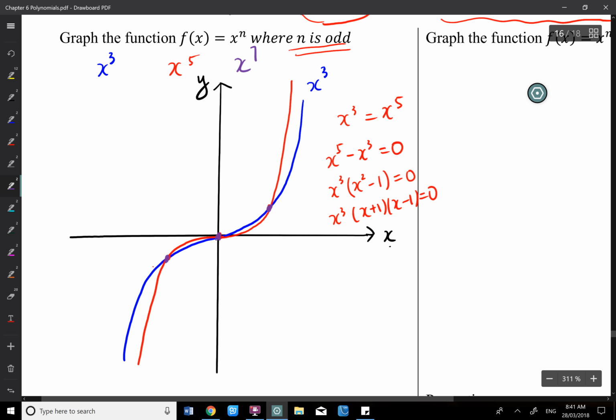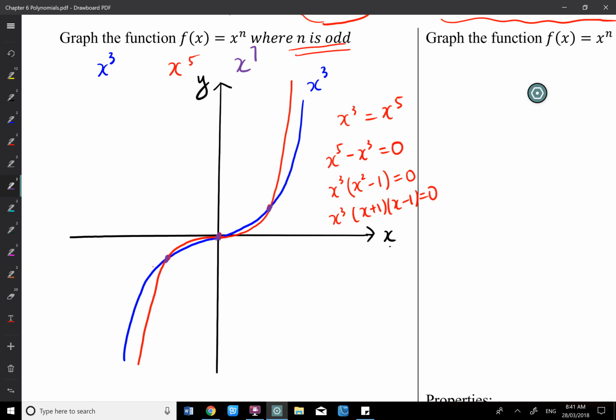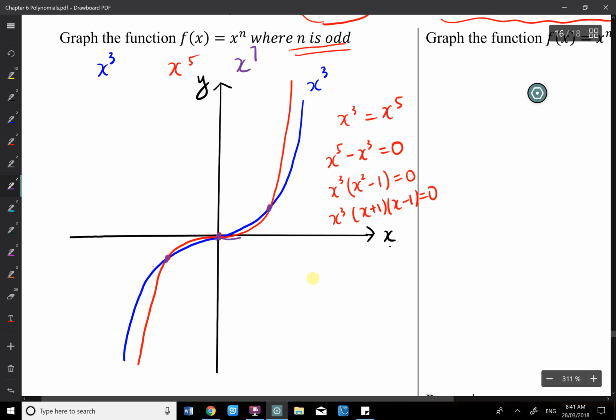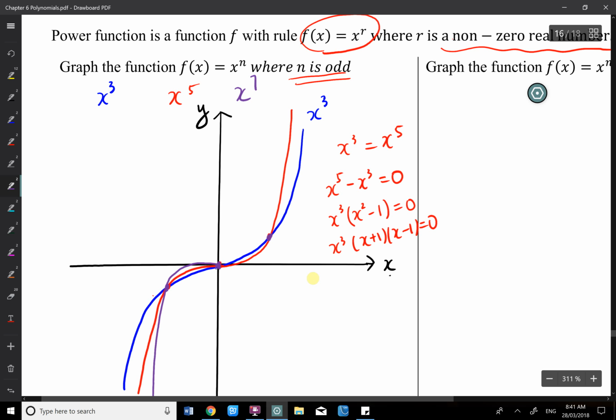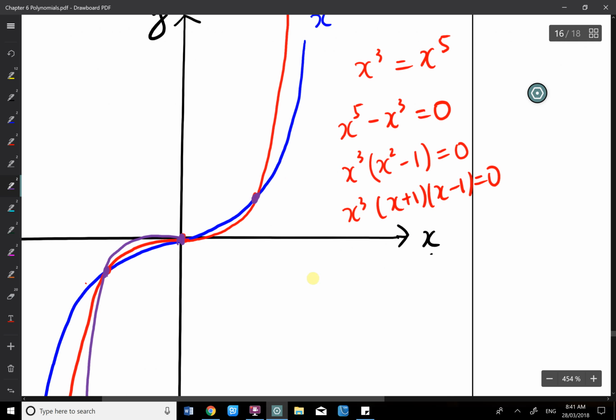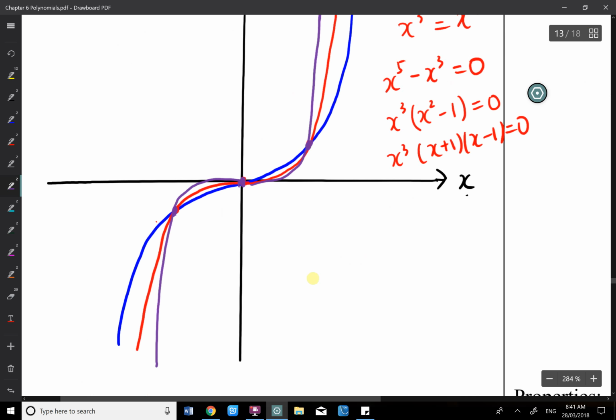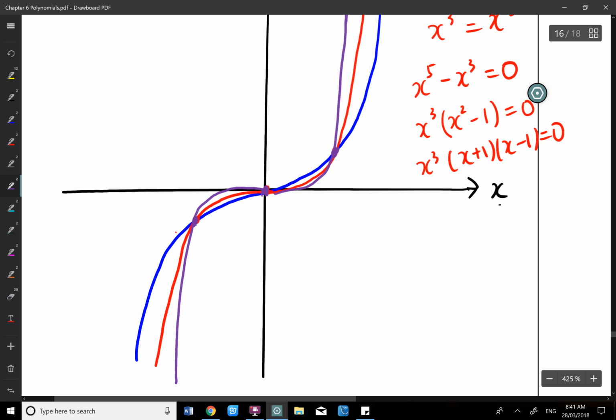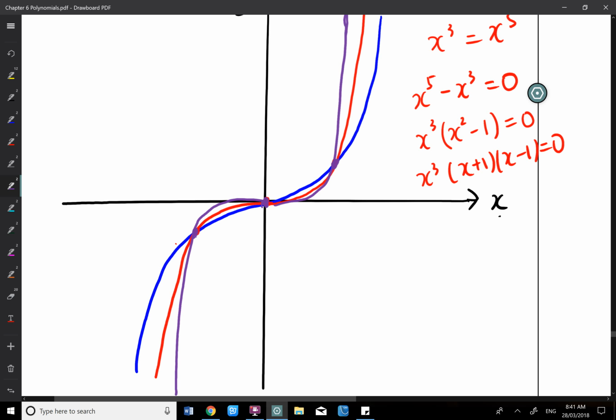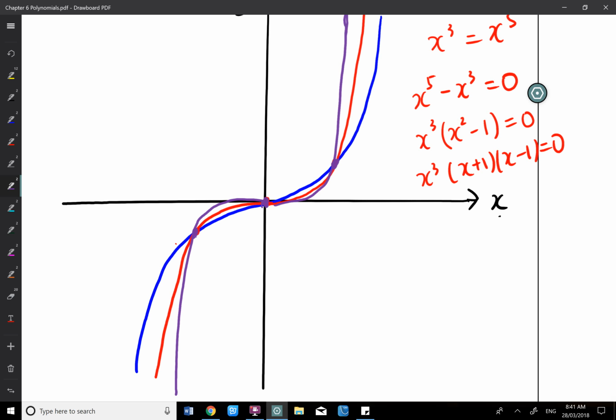Same reason as x to the power of 5 and x to the power of 7: 2 to the power of 7 is larger. So after 1, it should be above, and in between 0 and 1, therefore, it should be below. It's too hard to sketch, but it looks like this. It should be below the red one and then above the red one.